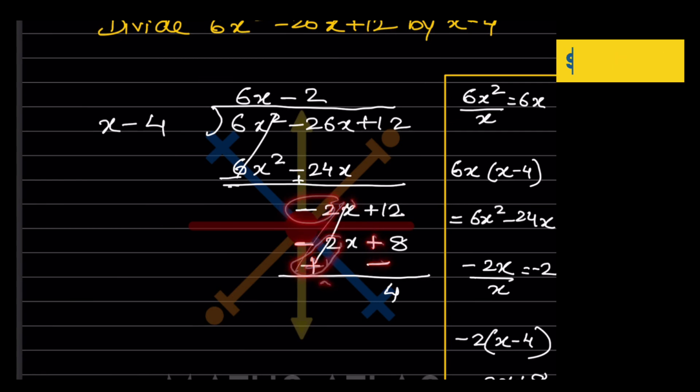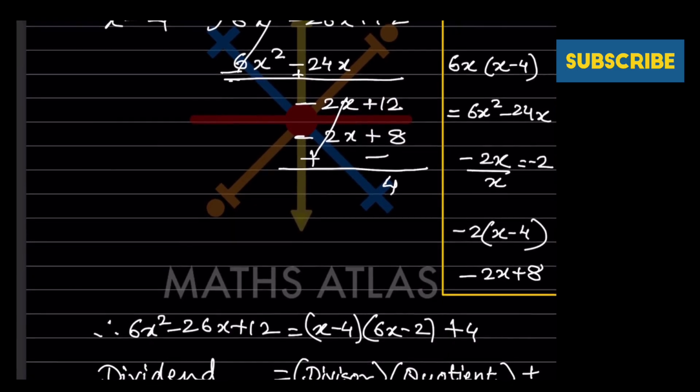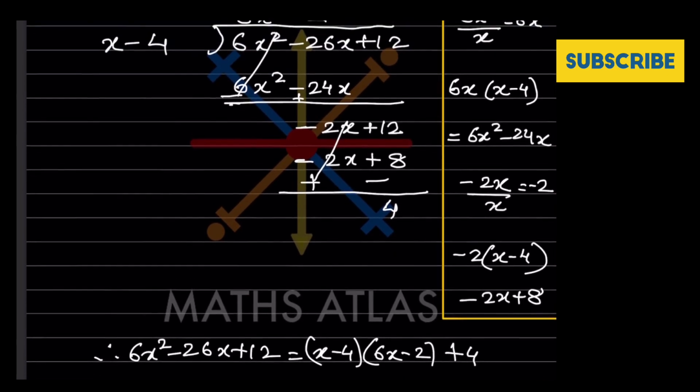So you can cancel out. Now plus 12 and minus 8, so that is going to be plus 4. So this is the remainder now. So how are you going to write this one? You know the dividend is equal to divisor into quotient plus remainder. So which is the dividend?